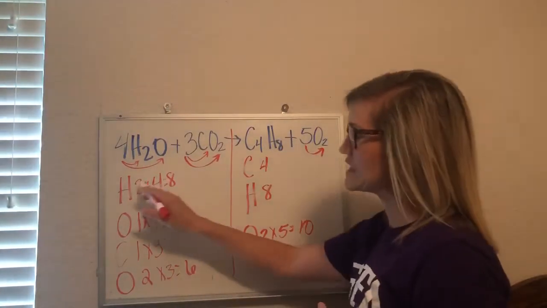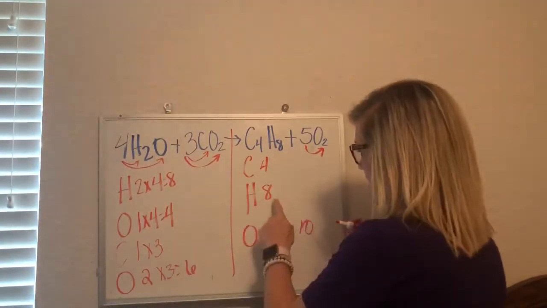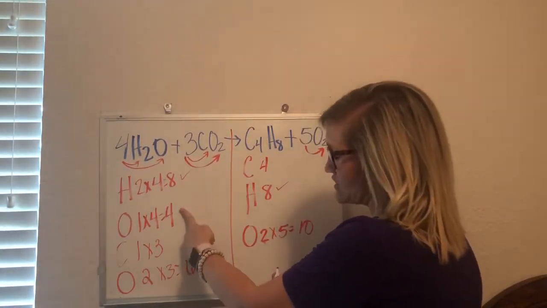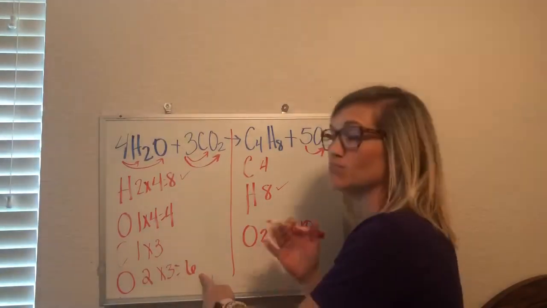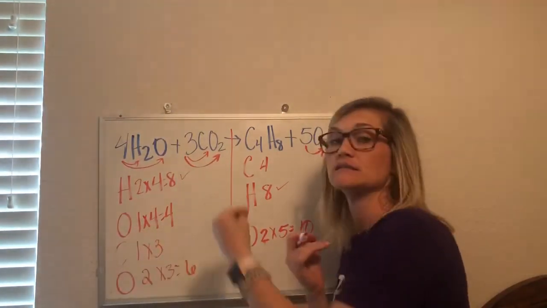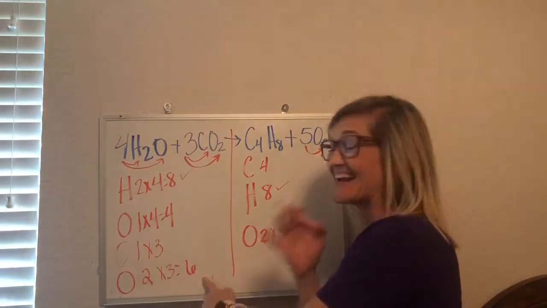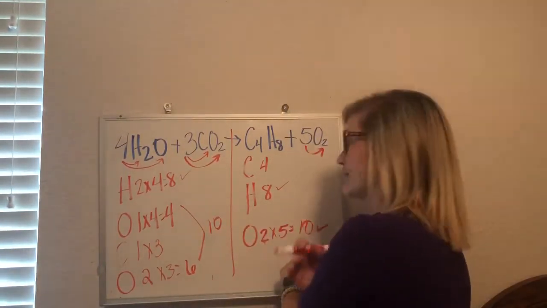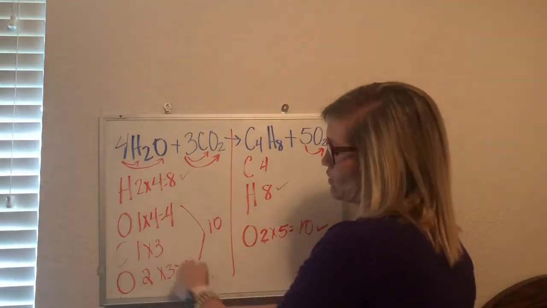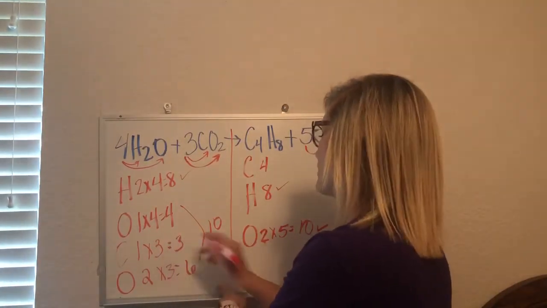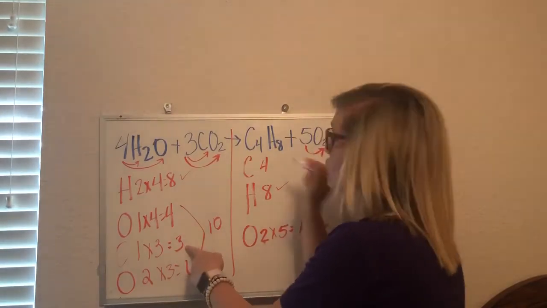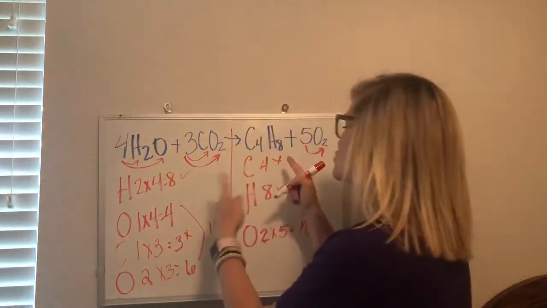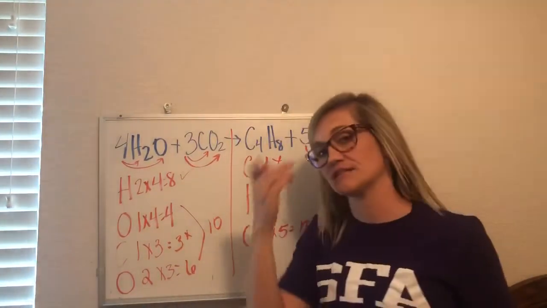Okay, and then we're going to compare element to element. So 8 hydrogen atoms and 8 hydrogen atoms, that checks. 4 oxygen atoms plus 6 more, right? Because you have to combine the like elements. So 6 plus 4, that is 10. So that is 10. This is 10. That checks. Carbon: 1 times 3. That is 3. That is 4. That doesn't check, right?